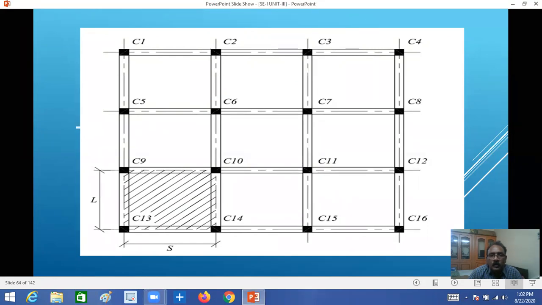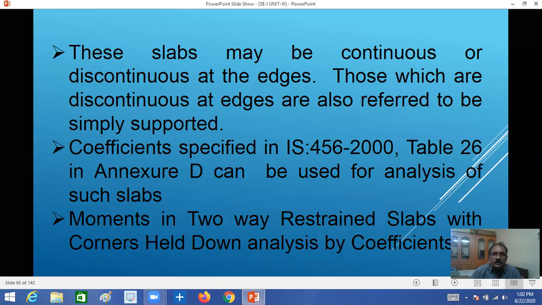Now, as I explained, these slabs may be continuous or discontinuous at the edges. One may be discontinuous, one continuous, or three edges continuous. Like that, there are different slab conditions. Those with discontinuous edges are also referred to as simply supported. Wherever continuity is not there, you can call them simply supported slabs. Now, these moment coefficients are given in the annexure of IS 456-2000, Table number 26.